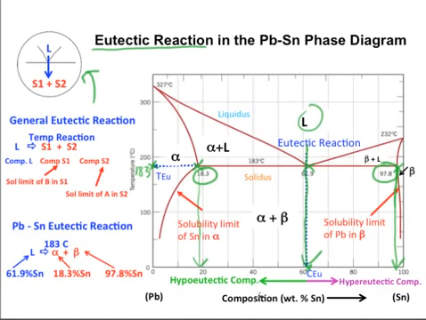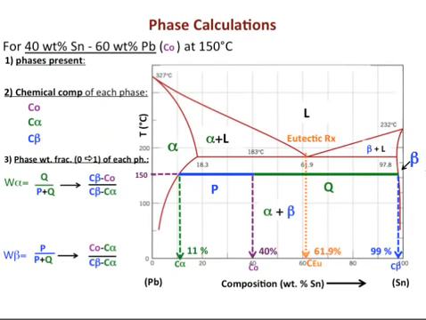As a final note, any overall or nominal composition that is to the left of the eutectic composition is called hypoeutectic, and any nominal composition to the right of the eutectic composition is called hypereutectic. So now that we've defined all of our terms, let's do an example phase calculation.